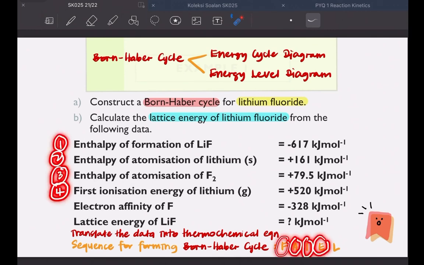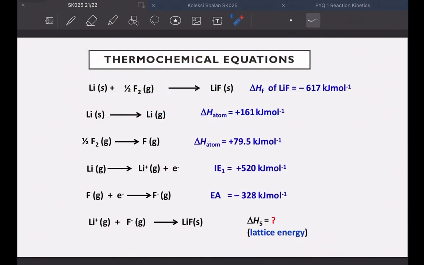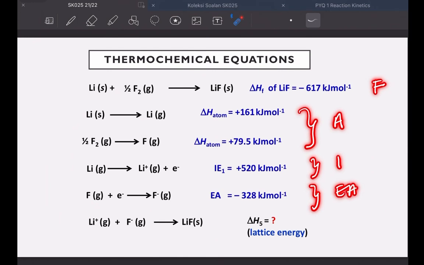And then E is electron affinity. You gain one mole of electron. Okay. And then L is lattice energy. Lattice formation. So you form your lattice. So this is the last one. Use FAIEL to draw the Born-Haber cycle. Alright? So this is how you will write your thermochemical equations. For formation, for atomization, ionization energy, electron affinity, and finally, lattice energy.